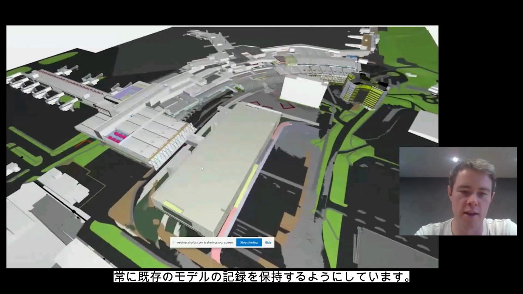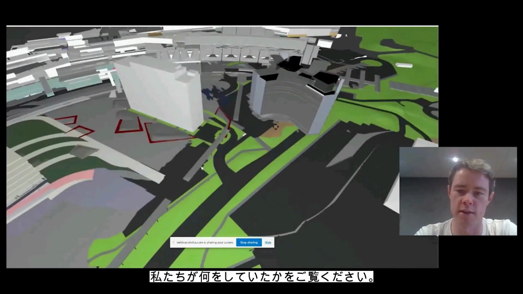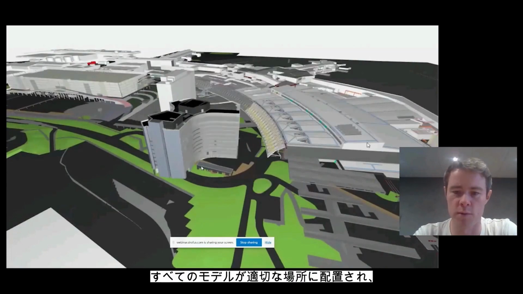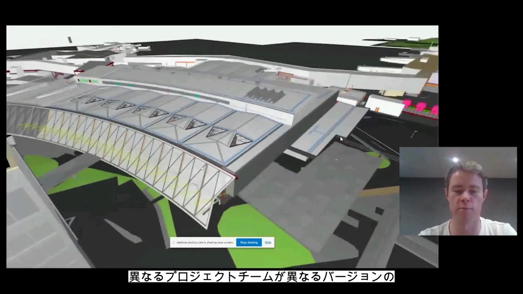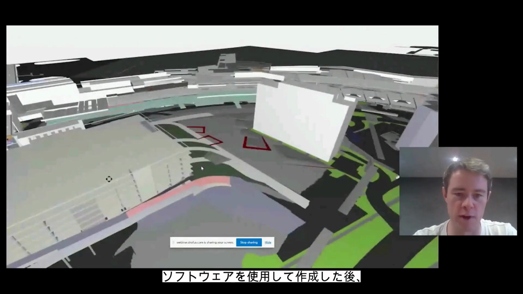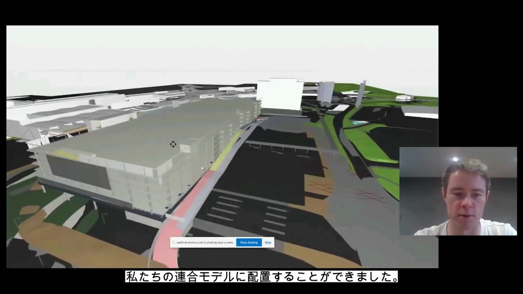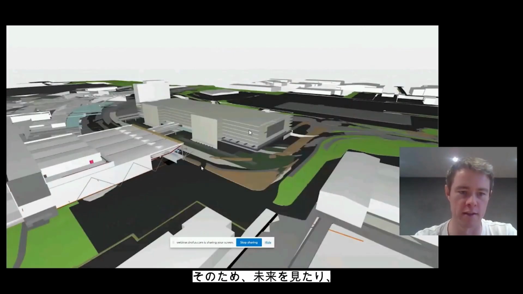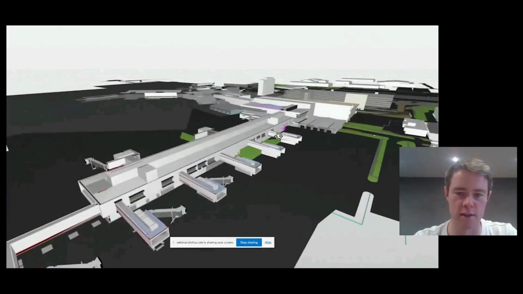And so here you can see what we were doing prior to COVID, where we had a number of projects. Here's a hotel, and then we had an arrivals hall project where all these models were dropping into the right spot, being done by different project teams using slightly different versions of software, and then being exported out as IFC and dropped into our federated model. So this really enabled us to see the future as well as have a good understanding of the past.